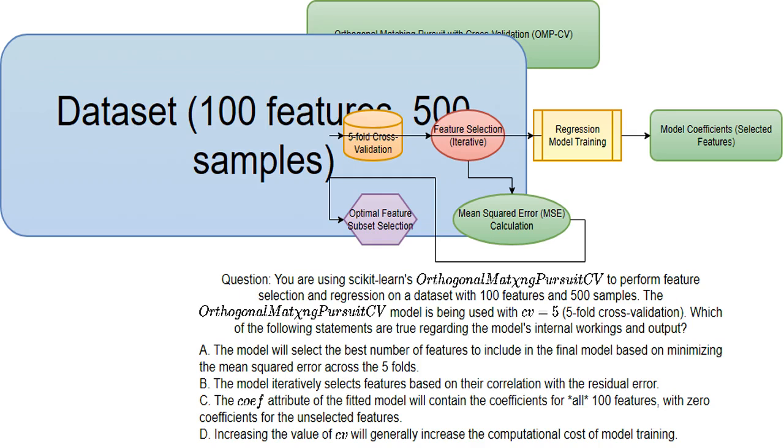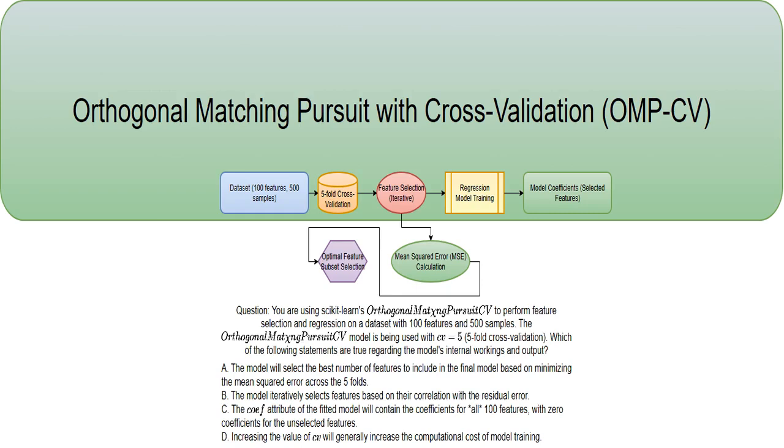I'm working with a dataset that has 100 different characteristics, features, and information on 500 different things, samples. Think of it like 100 different questions asked about 500 people. To ensure my model isn't just memorizing the data, I'll use 5-fold cross-validation. That means I'll split the data into 5 equal groups.